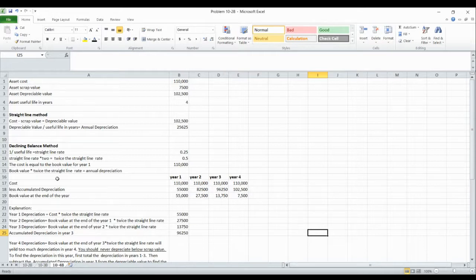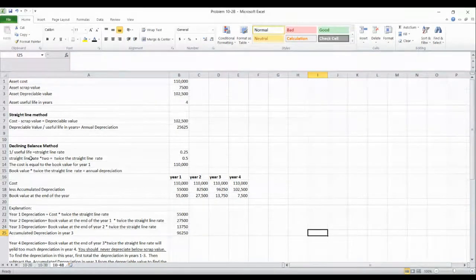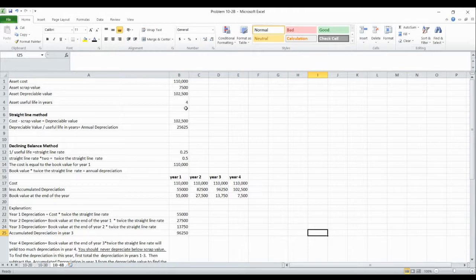To get the straight line rate, I'm going to move up the spreadsheet to line 12, and you can see here that to find the straight line rate, we would take the number 1 and divide it by its useful life. Since this asset had a useful life of 4 years, when we divide 4 into 1, it will give us 25% as the straight line rate.